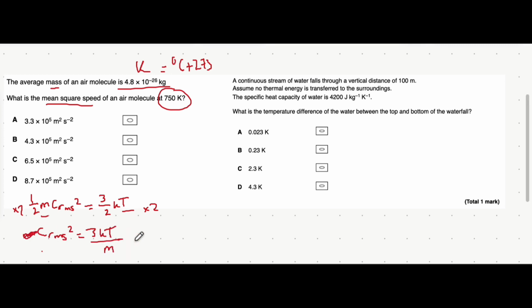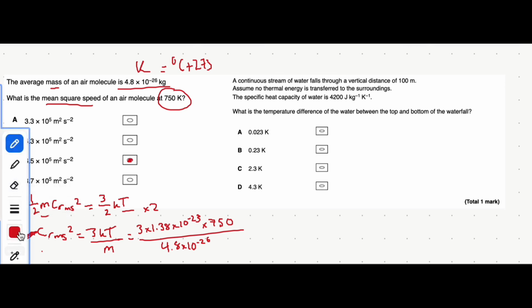So let's now focus on doing this calculation. 3 multiplied by Boltzmann constant, which is 1.38 times 10 to the power of minus 23, multiplied by the temperature in Kelvin, which is 750, all divided by the mass, which is given as 4.8 times 10 to the minus 26. If you type all that into a calculator, it will give you option C.